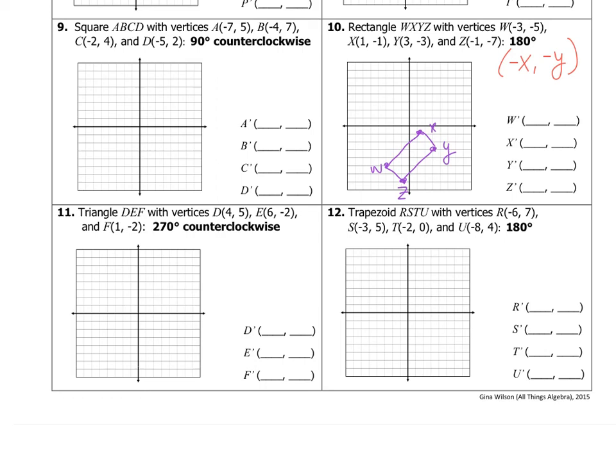Now, to start us off, let's do our point W. So that's our x and that's y. Remember, they stay in the same location, but the signs change. So since the x is a negative 3, now it is a positive 3. The y was a negative 5, and now it is a positive 5. So we have 3, 5. Now let's do the X next. So X is at 1, negative 1, so now it's going to be a negative 1 and then positive 1. And remember, we said that was going to end up in quadrant 2, and it does. So that's our X prime.